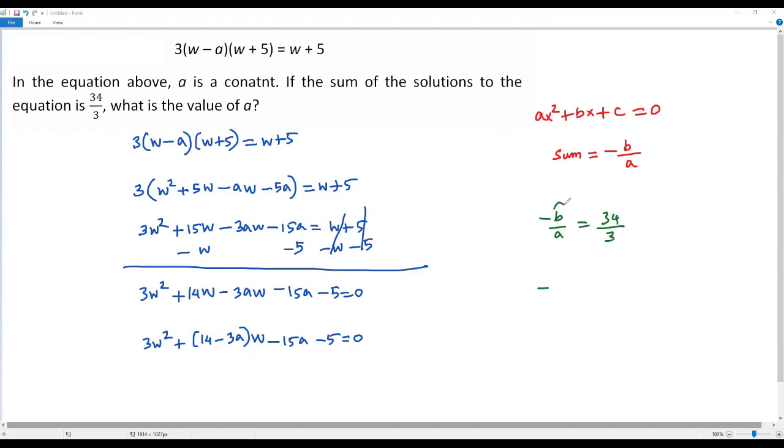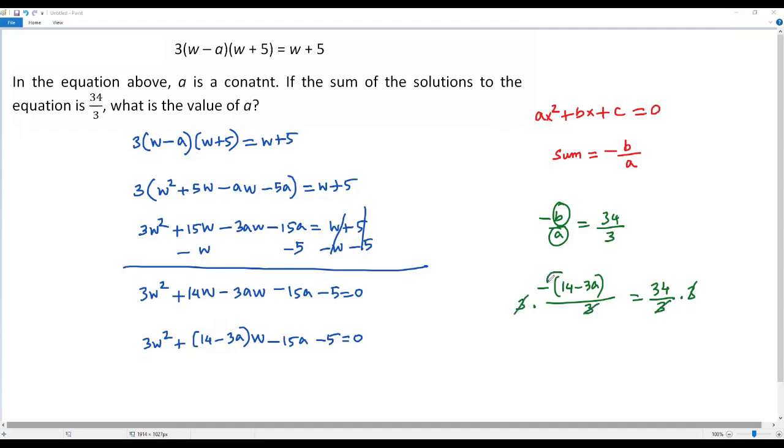And here to get the value of b, we have to consider the coefficient of w, because in our quadratic equation w is a variable. The coefficient of w is (14 − 3a), divided by a, and here this a is the coefficient of w squared, that is 3, equals 34/3. Now we have to solve for a in this equation. Let's multiply both sides of the equation by 3, because we find the denominator 3 on both sides. Here this 3 will cancel out, and here 3 will cancel out.